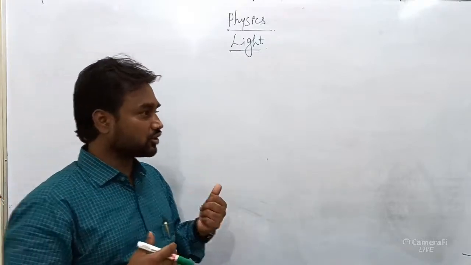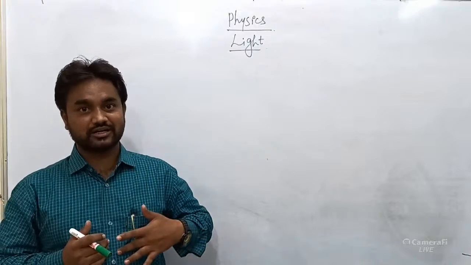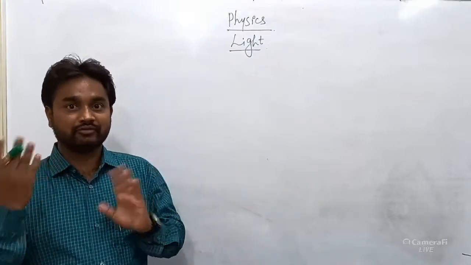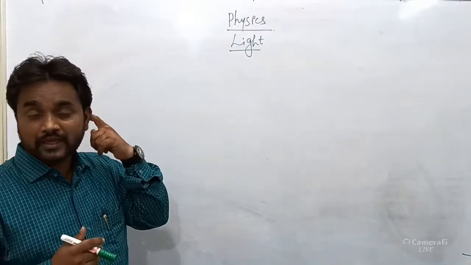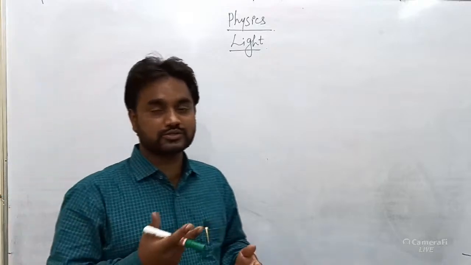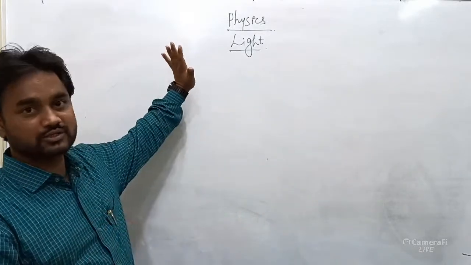And even in street lights they use the convex mirrors, if you want a larger divergence. If you want the larger divergence, then there also they will be using the convex mirrors. So these are a few examples or uses of the convex mirror. Is that clear? I hope you have understood this.